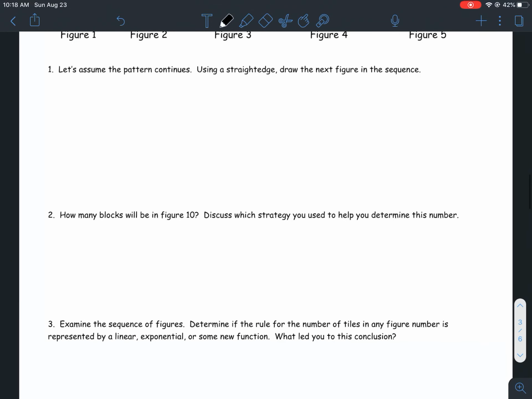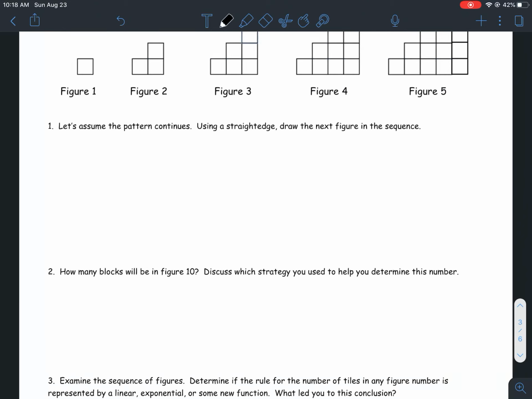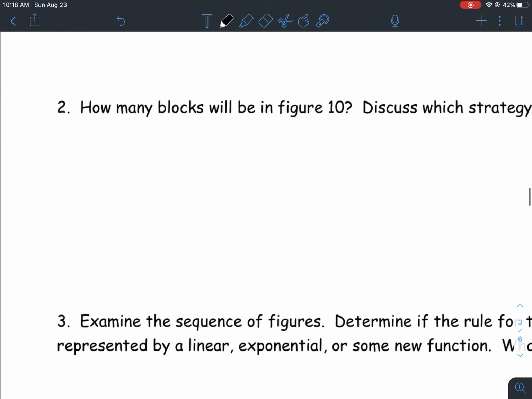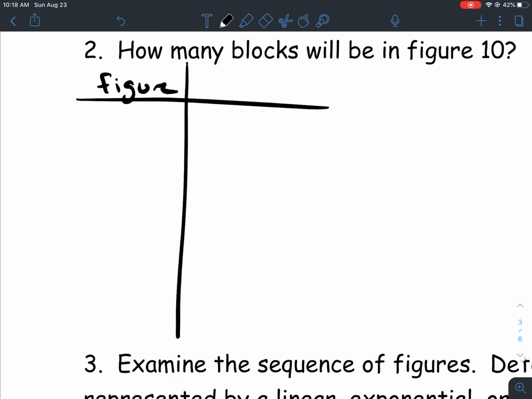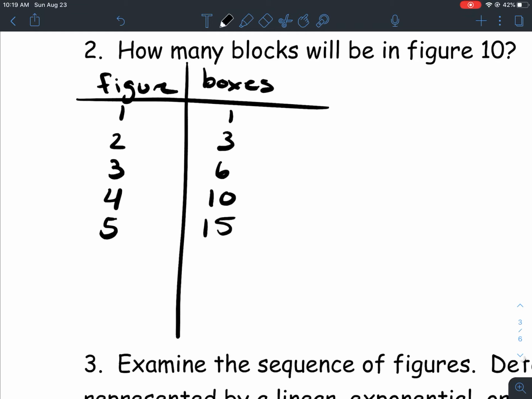So let's go through and use this pattern. If we're adding, we have to add 1, add 2, add 3, add 4, add 5, add 6. We'll just make that chart. So we have the figure and the number of boxes. In figure 1, we had 1 box. In figure 2, we had 3. In figure 3, we had 6. Figure 4, we had 10. In figure 5, we had 15.